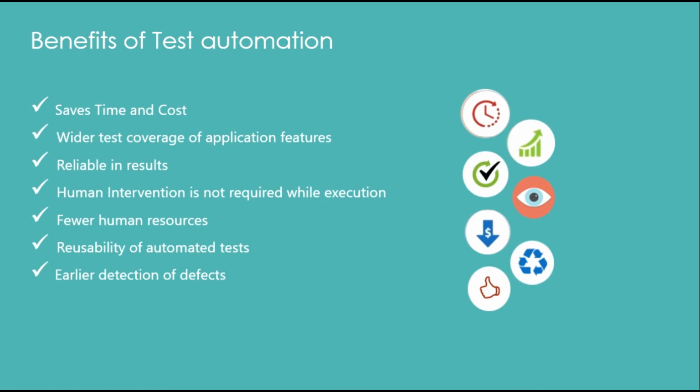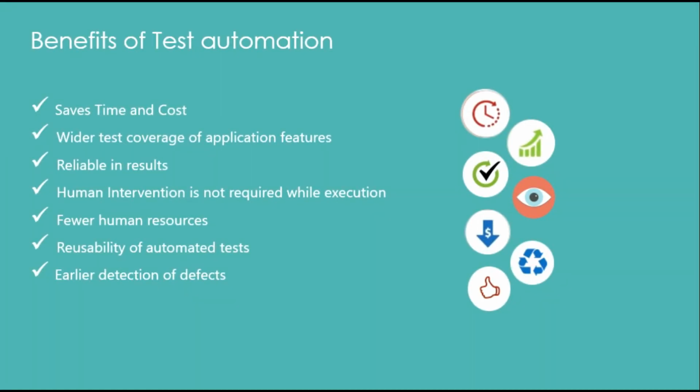And the second one is wider test coverage of application features. As I said earlier, test automation saves our time, so we can use that time to expand our test coverage. And the next one is reliable end results. Also, we don't need human intervention during test execution, so we don't need to wait till the execution is finished. We can go home, and the next day we can see the test report, whether it is pass or fail.